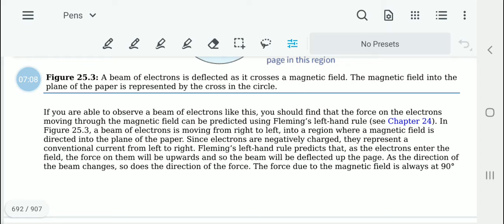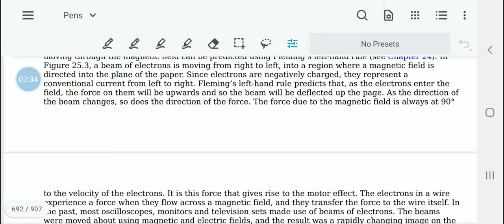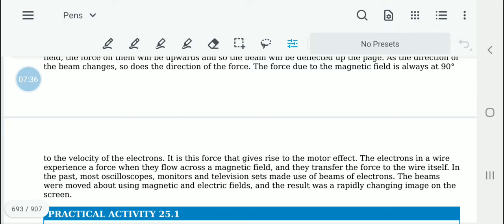So now we use Fleming's left hand rule, and we can figure out in which direction the force is going to be. Because when electrons enter the field, the force will be upwards, and it will get deflected up the page. The direction of the force will also change when they go out of the field, it will actually go straight. So this is what gives rise to the motor effect.